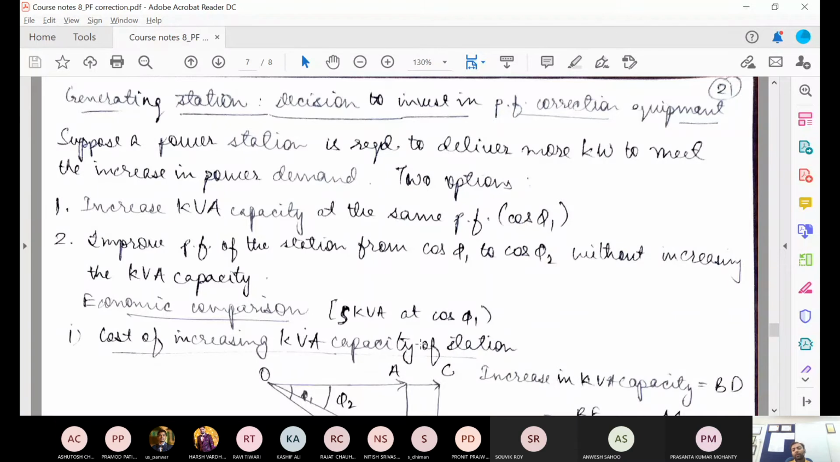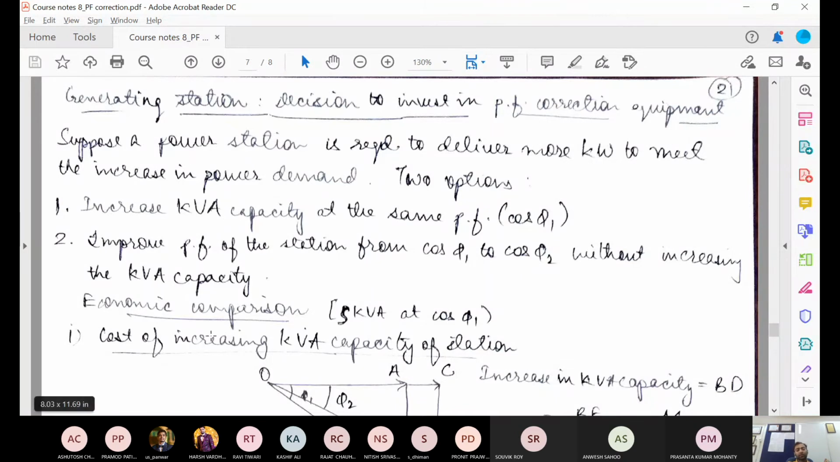So similar analysis, we can look at the generating station, whether they should invest in power factor correction equipment or not, how to take that decision. So this analysis is about the generating station. Suppose there is a power station and it is required to deliver more kilowatts to meet the increase in power demand. There was some initial real power demand in the region in which they were operating, delivering a particular number of units. Now the real power demand has increased. So how can this generating station meet that extra real power demand?